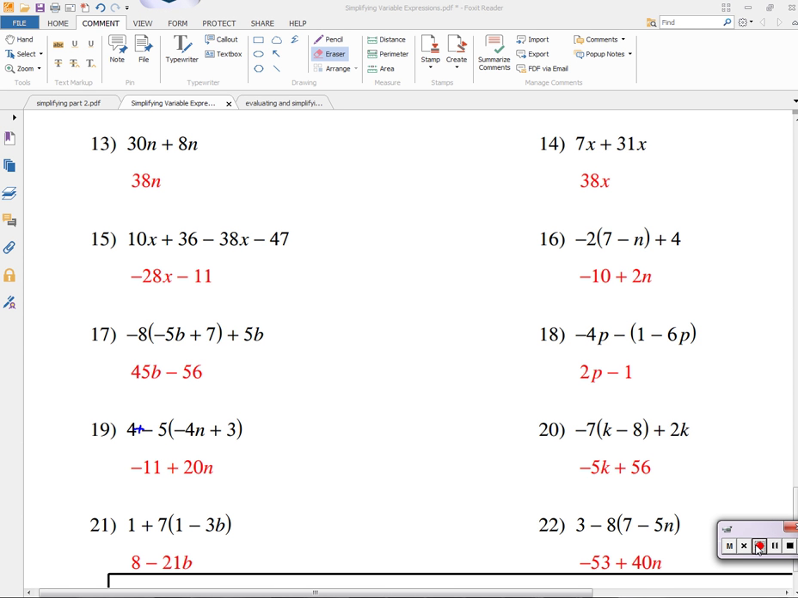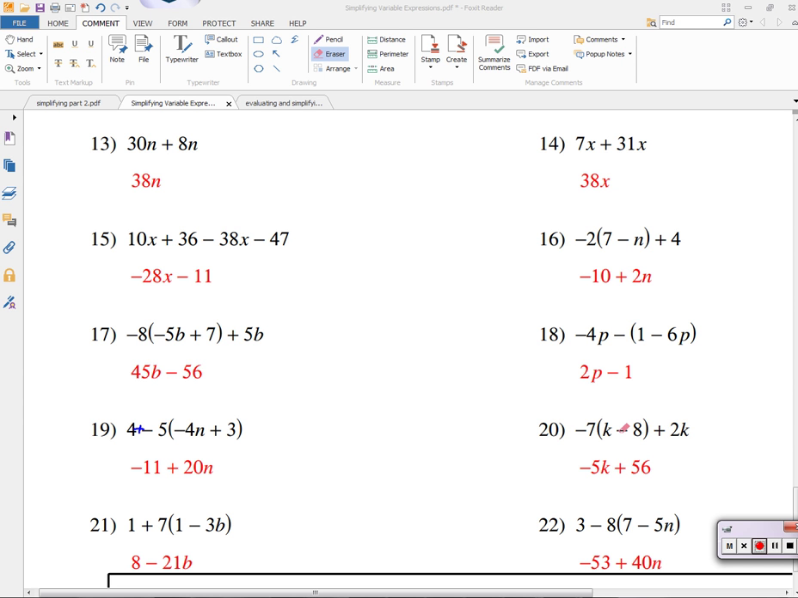Okay, number 16 through 22 use something called, what, do you remember? The distributive property. If I didn't know about the distributive property, I wouldn't be able to do anything like number 20, negative 7 times k minus 8 plus 2k. You would say I need to combine these in the parentheses before I multiply by negative 7. But they're different things, so very smartly, I do not add them together.